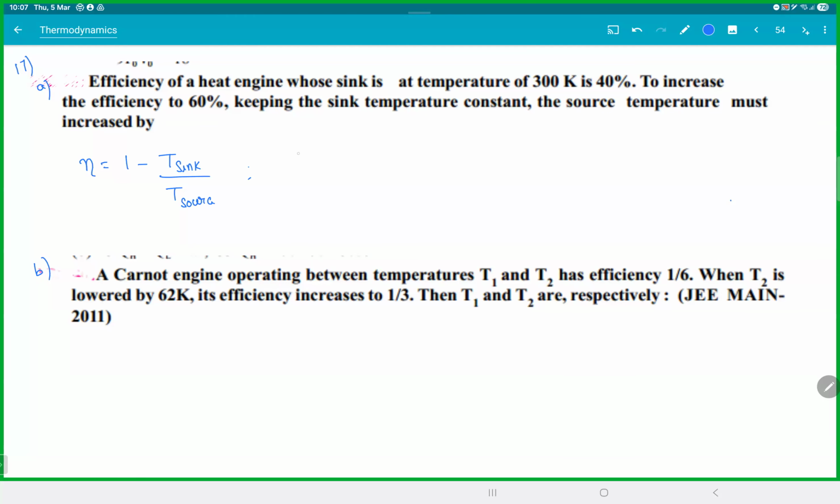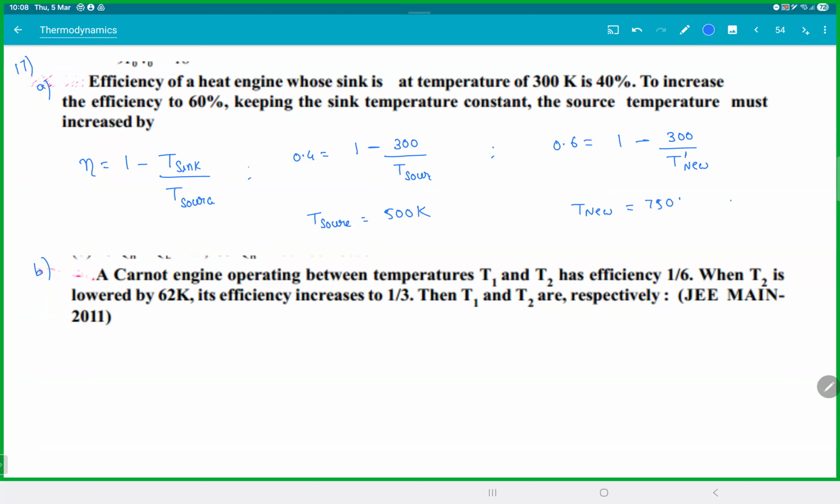So he's saying the efficiency is 0.4 when the temperature of the sink was 300 Kelvin. So 1 minus 300 by T source. From here you can find T source. That would be 300 by 0.6, that's 500 Kelvin. And then he's saying to increase the efficiency to 60%, that's 0.6, keeping the sink temperature constant, so that is 300, and this is your new T source. I'll just call it T new. That would be 300 by 0.4, that's 750 Kelvin.